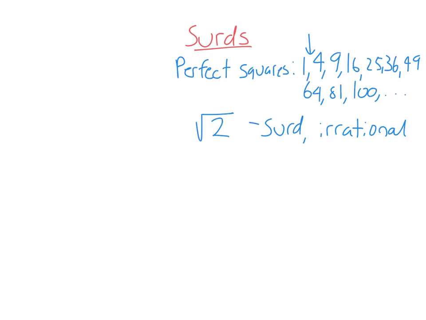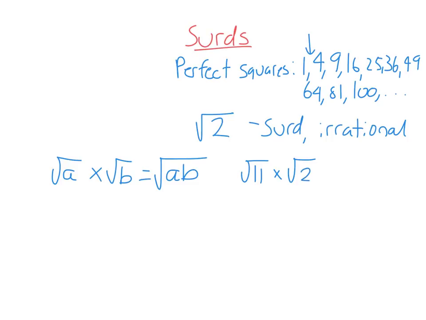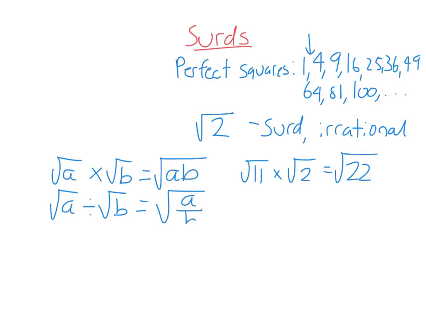So we need to know how to do operations with surds. So when you're multiplying surds, it's easy. If you take 2 square roots and multiply them together, it's just the square root of the 2 numbers together. So for example, square root of 11 times the square root of 2 is the square root of 11 times 2, which is 22. That's pretty simple. So it works for division too. If I want to take square root of a divided by square root of b, it's just the square root of the first number over the second.